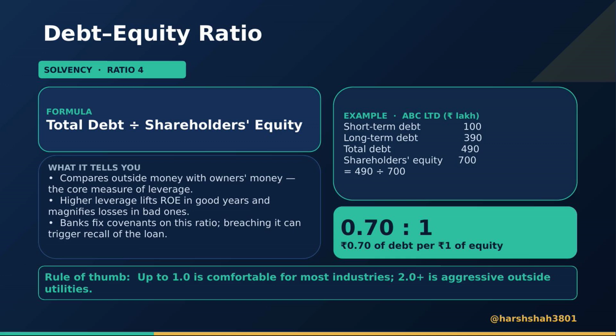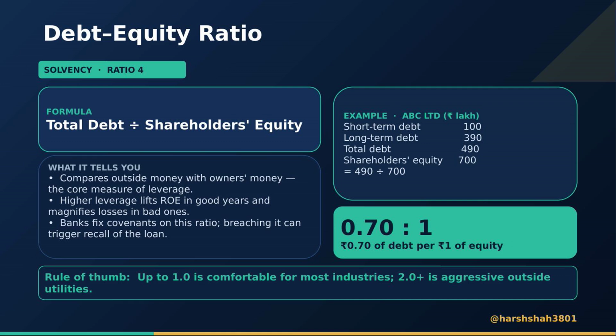Formula: total debt divided by shareholders' equity. For ABC Limited, total debt of 490 lakh divided by equity of 700 lakh gives us 0.70 to 1. So what's this telling us? It's comparing outside money against owner's money. This is really the core measure of leverage.